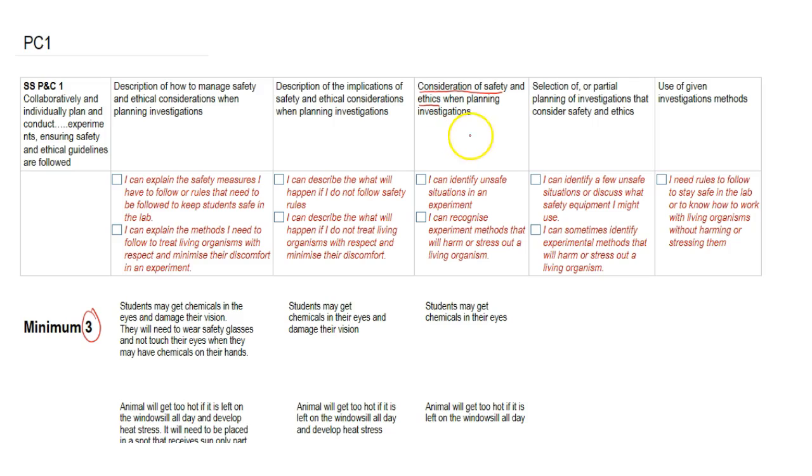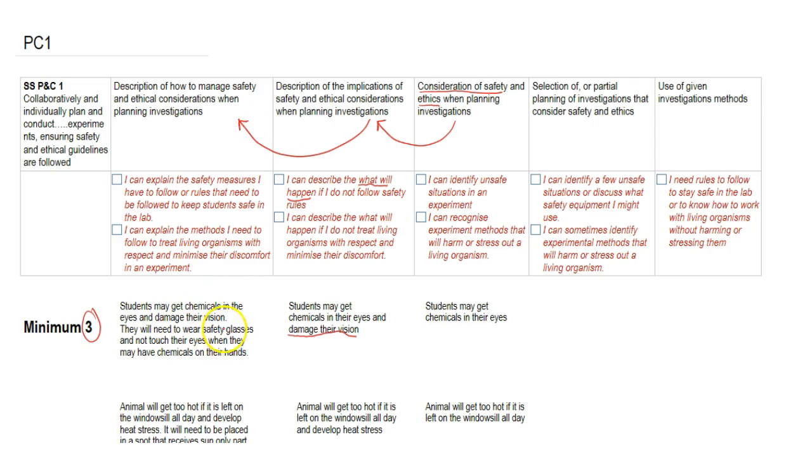To take that up to a B, you need to be able to tell me the implications, or what's going to happen if an unsafe situation happens. So the I can statement is, I can describe what will happen if I don't follow the safety rules. Now, an example of that with the chemicals in the eyes is that you actually state not just that they get chemicals in their eyes, but that it will damage their vision. That's the implications.